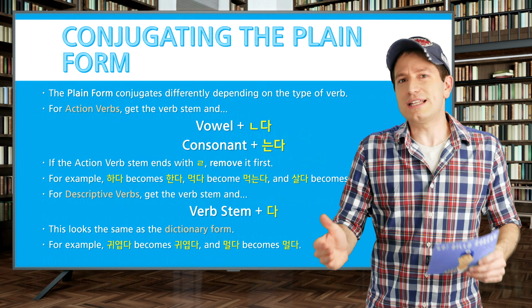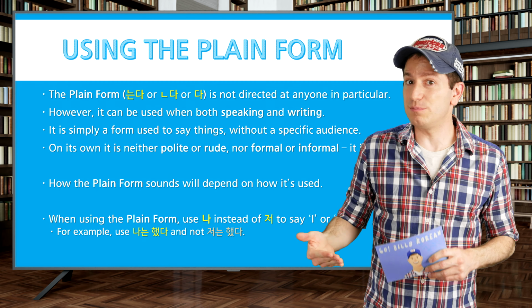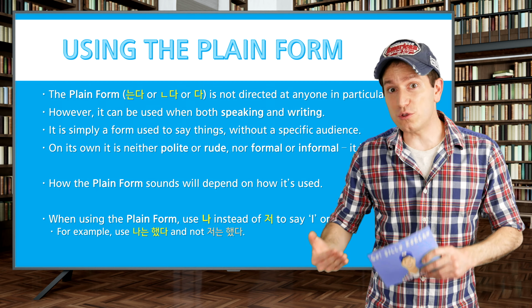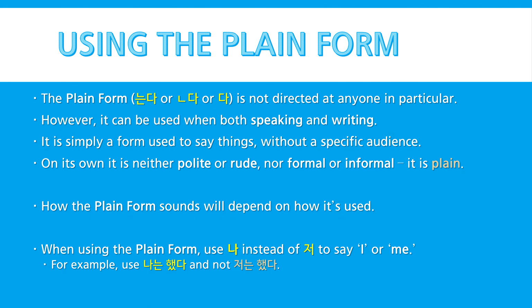Note that the plain form itself is not directed at anyone in particular, and it can be used in both speaking and in writing. The plain form is simply a form used to say things without a specific intended audience. On its own, it's neither polite or rude, nor formal or informal. It is plain. And how the plain form sounds will depend on how it's used. First of all, when you're using the plain form, use 나 instead of 저 to say I or me. For example, use 나는 했다 and not 저는 했다.